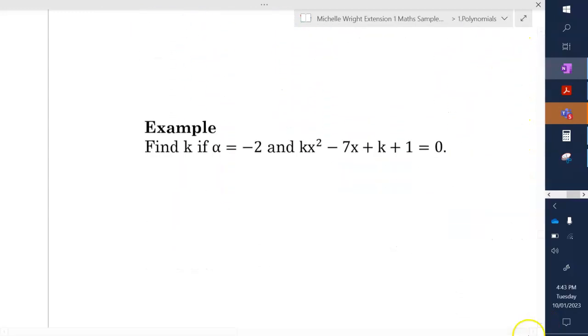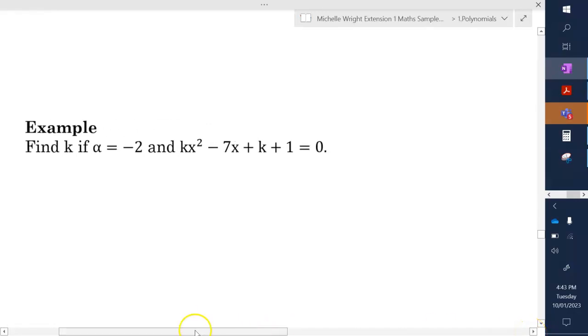Now, second example. It's saying find k if alpha is equal to minus 2 and we have the quadratic kx squared minus 7x plus k plus 1 is 0. As soon as you start seeing quadratics, cubics, quartics, and you have a root given to you, we've got some more work to do to find the other one. So what do we know? We know that A is k, we know that B is minus 7, and we know that C, in this case, is k plus 1. That's our constant term at the end because it doesn't have an x in there.